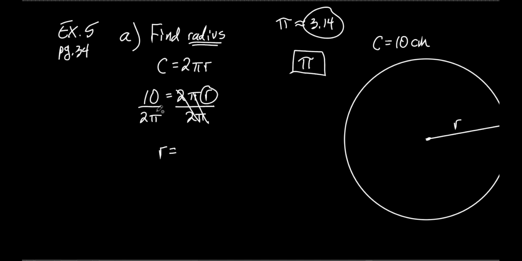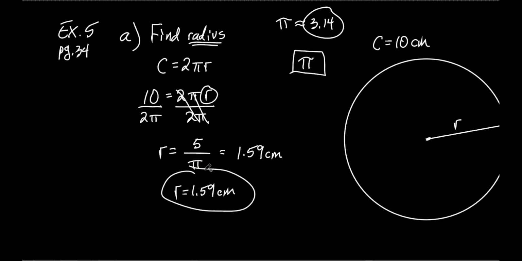Instead of putting this in your calculator, you can simplify a little bit of this in your head. What's 10 over 2? 5. But where is the pi? Is it on top? It's on the bottom. So we're going to divide. You put this into a calculator and figure out what that is. I've already done it, and it's 1.59. And this is in centimeters, so what's the radius? Centimeters. So here's how I'm going to write my answer: r equals 1.59 centimeters. And that's how you would solve that.